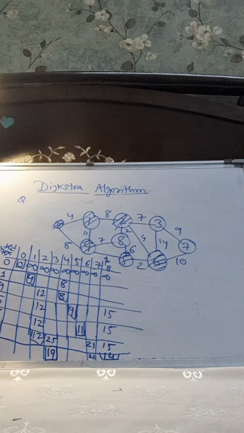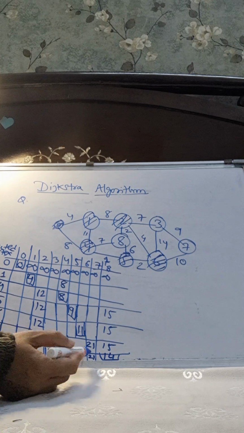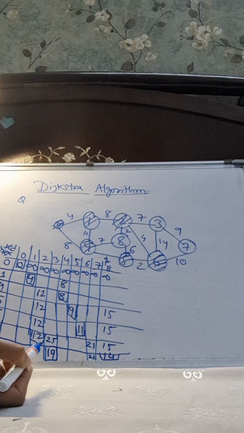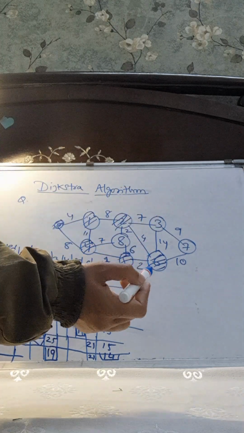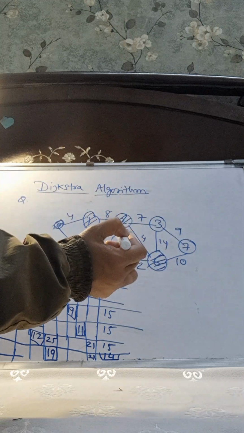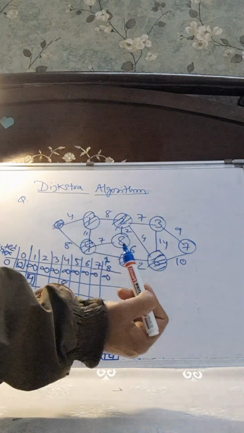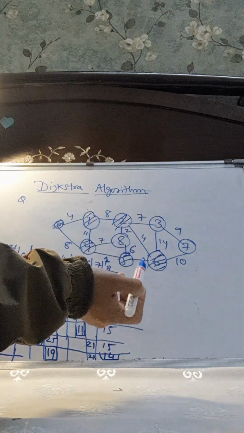So after 8, the next vertex selected would be 3. Fine, because 19 is less than 21. From 3 also you check it. From 3, can you update 7? Yes, we can update 7 because we have still not visited 7. But whether this cost is less or not, we need to check it.